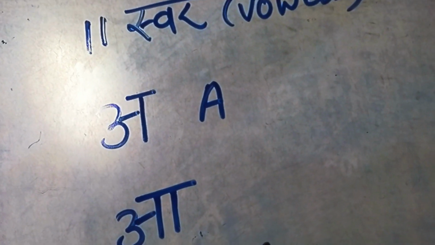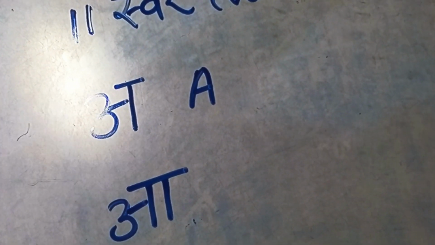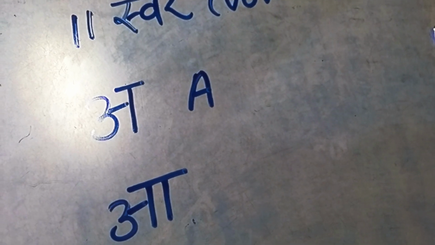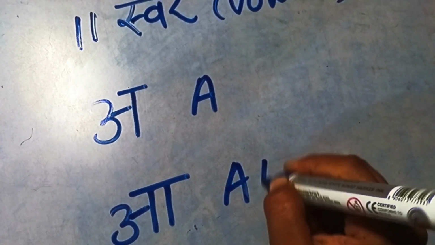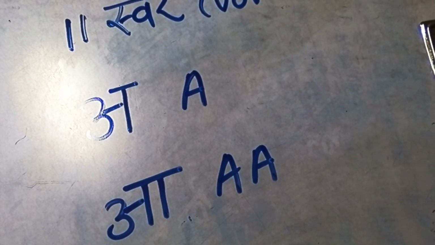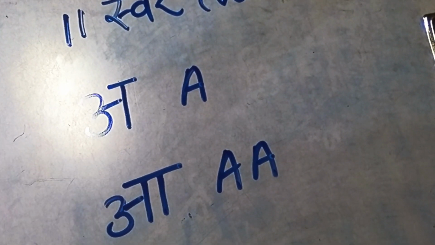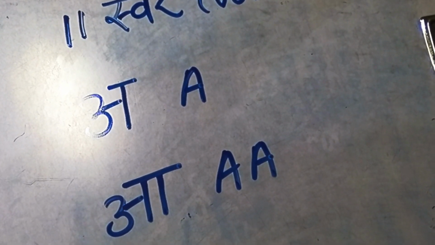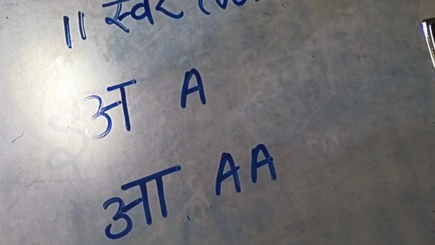this is how we write aa, just like double a. Your mouth should open wide and the sound should come from your throat. So next one is e.